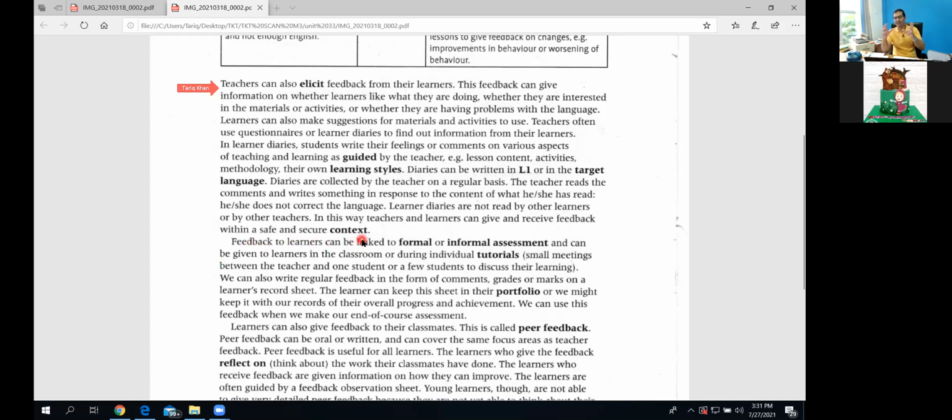What do you mean by safe and secure context? It means they are sure that their faults, their weaknesses, are not publicized, not shown to other people. That's only between the teacher and the student. So that is safe and secure. Okay. Why?